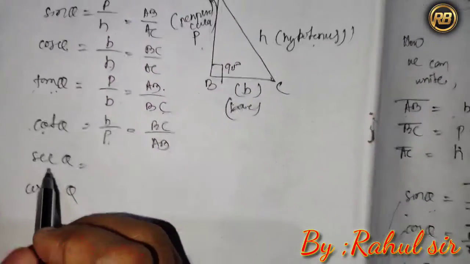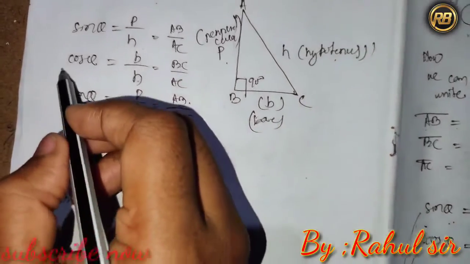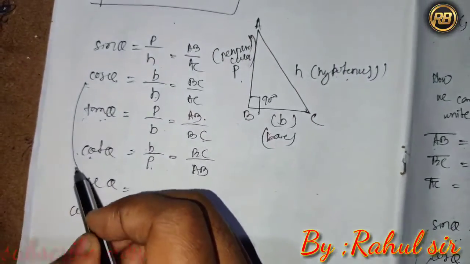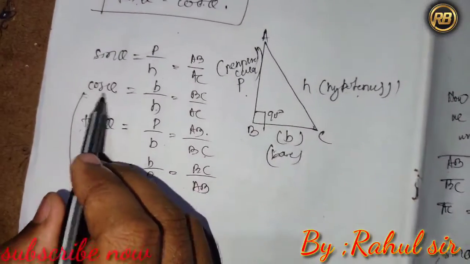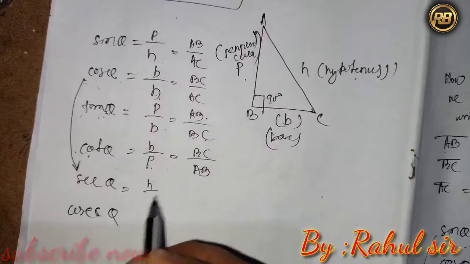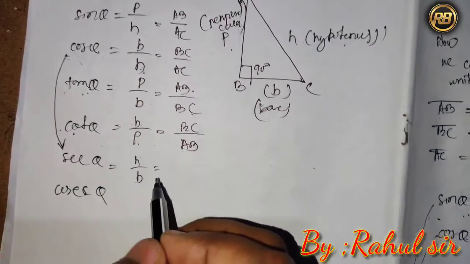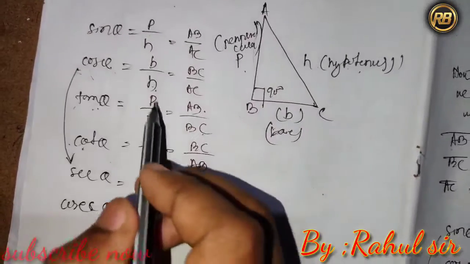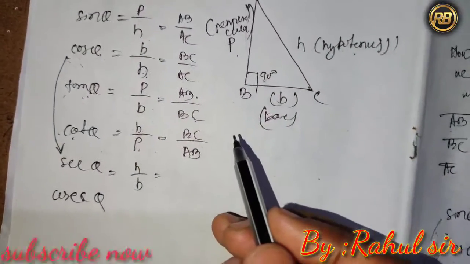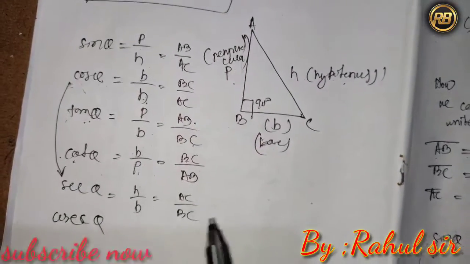You can easily write sec theta. It is the best relation with cos theta, where cos theta is equal to B by H. We can also write sec theta equals H by B, where H is the hypotenuse and B is the base, and the geometrical formula is AC by BC.